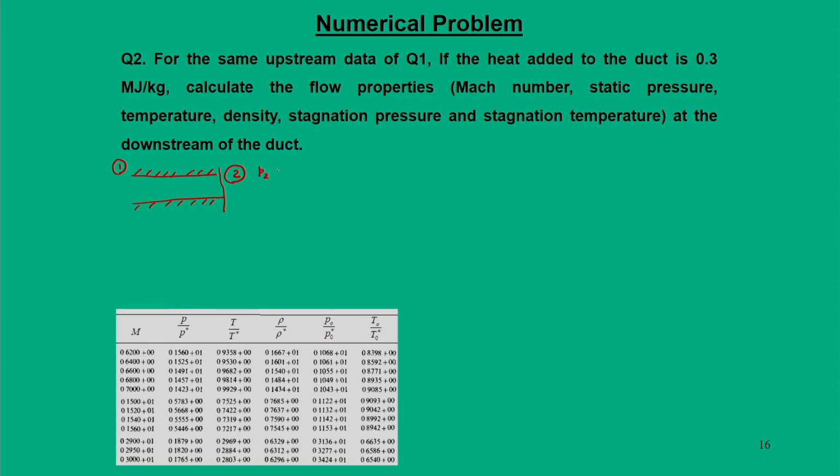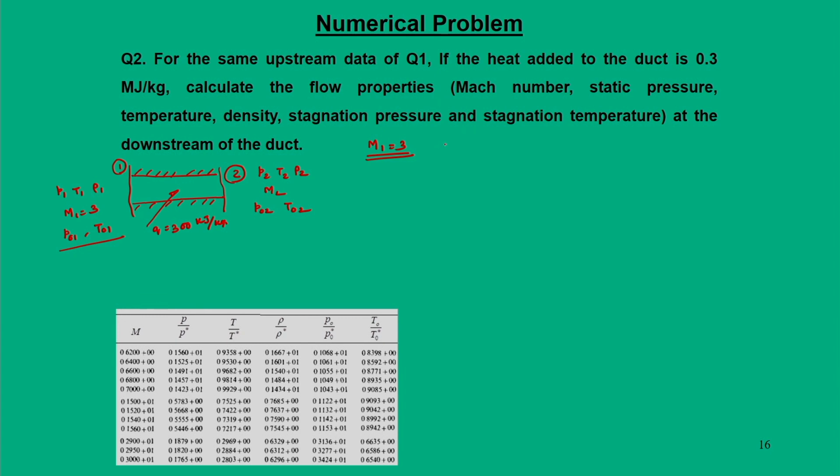So, we define this as P2, T2, rho 2, M2, P naught 2, T naught 2. Condition 1 as P1, T1, rho 1, M1 that is 3, P naught 1 and T naught 1. So, from the last question, heat is added, Q is equal to 300 kilojoule per kg. From the last question data, we can gather the information for M1 is equal to 3.